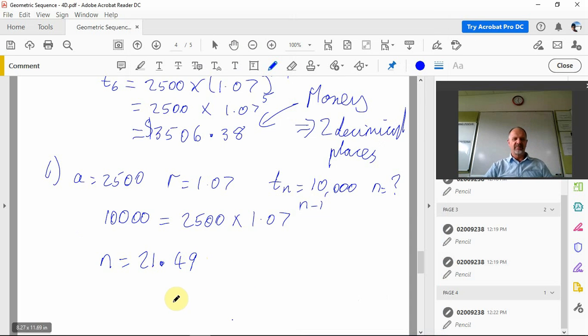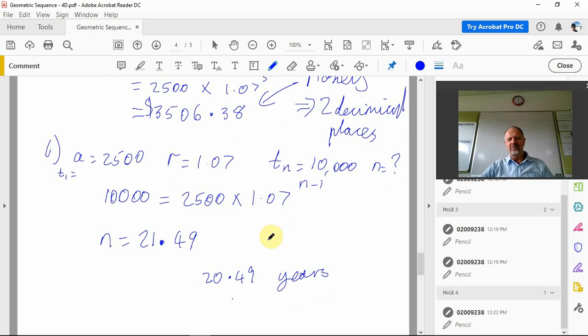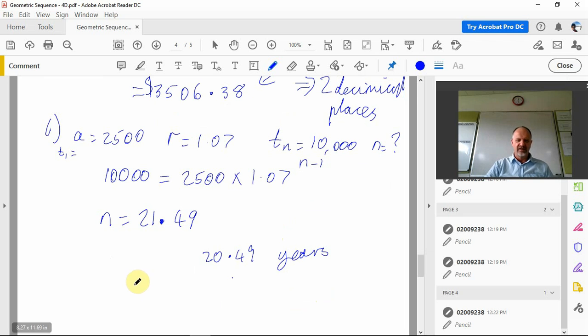So what does that mean? When will the investment be worth 10,000? Remember, A is term 1, so if we take 1 off that, that's 20.49 years. So 20.49 years. Now, the way we would write that is that you would say that it becomes worth $10,000 in the 21st year.